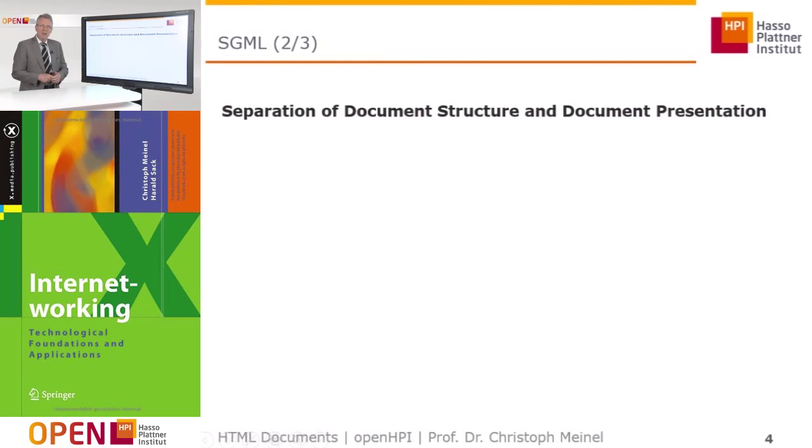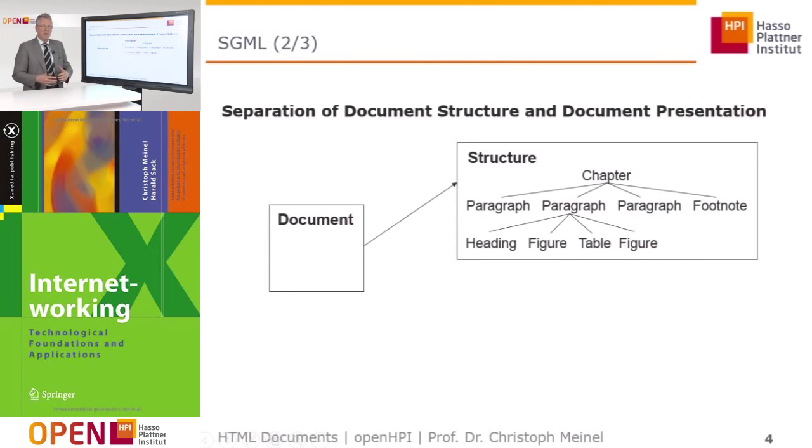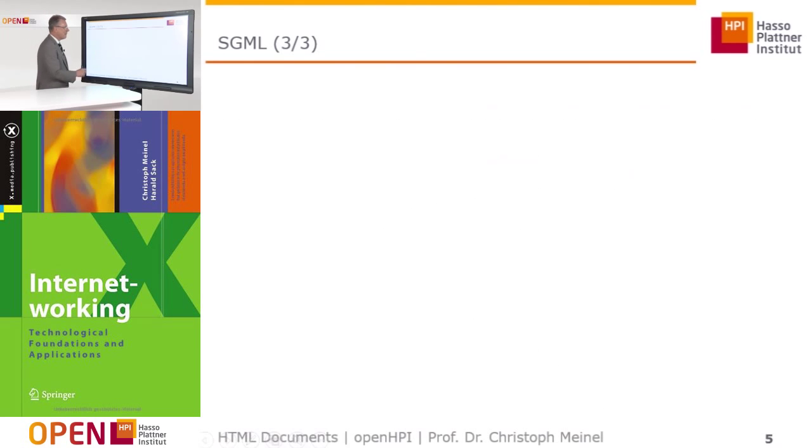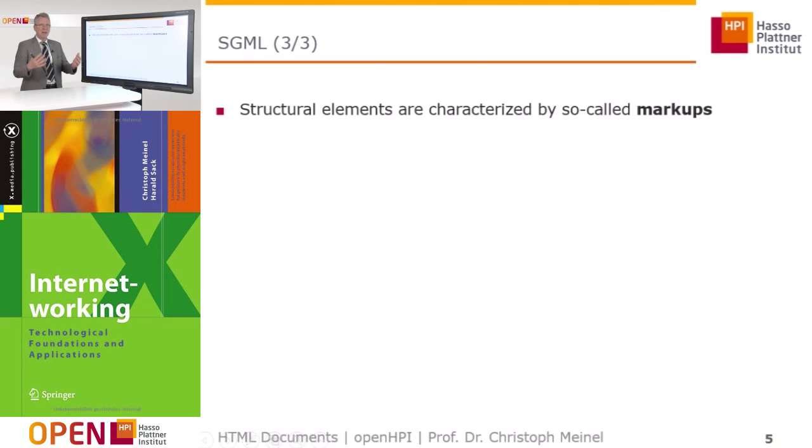And to describe the layout variants, there are different language means in place. So we have a document, and the document consists of structure: chapters, paragraphs, headings, figures, tables, and other things. And the document is displayed in a layout. It's presented, and it's important what font size, what typeface are used, what line spacing, and others. The basic idea of SGML and later HTML is to separate these two, the structure and the layout.